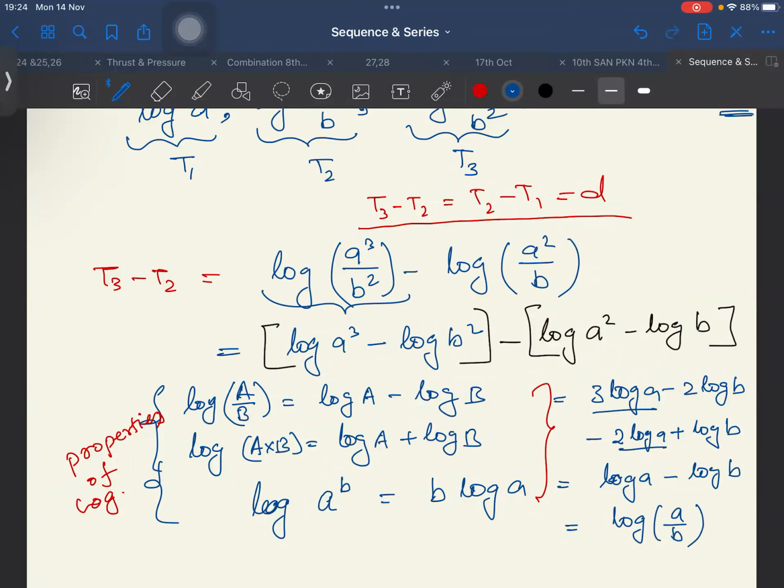Of course, if you use the same property, you will find T2 minus T1. Find out T2 minus T1 yourself. Write down these properties. I don't know whether you guys are writing them or not. These are the 3 properties that we are using here. Write down these 3 properties and find out T2 minus T1.